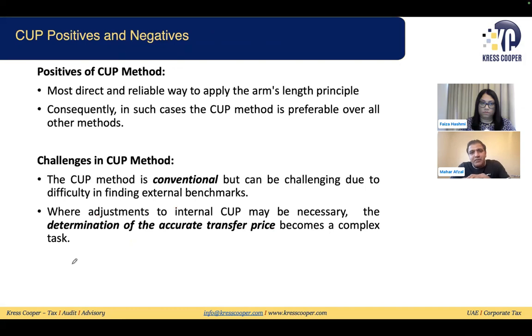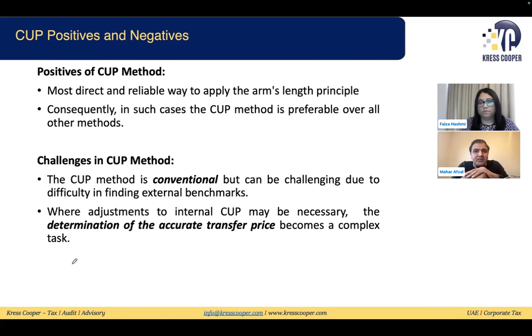So I think you understood what CUP is. The price being charged for the uncontrolled transaction should be the same price for the controlled transaction. This uncontrolled transaction can be of two types, internal CUP or external CUP. If the circumstances are different, whether quantity, volume, delivery terms or input terms, if there is any difference, it needs to be adjusted and the arm's length price ascertained. This is the simple summary of the CUP method.